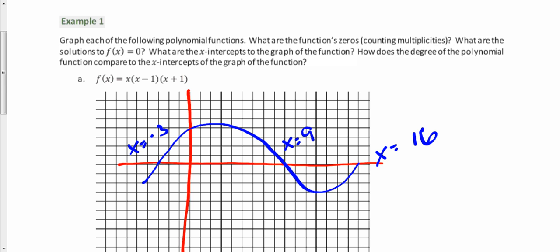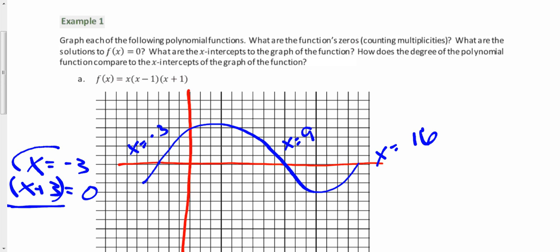So these are my solutions, but my factors are x plus 3 equals 0, right? That's a factor. That's a factor. This is a solution. That's a factor. Factors in polynomials equal 0. What do factors equal? 0. Okay?